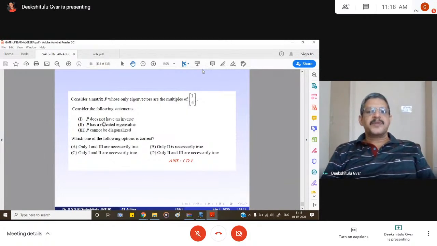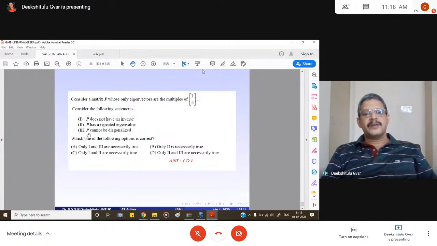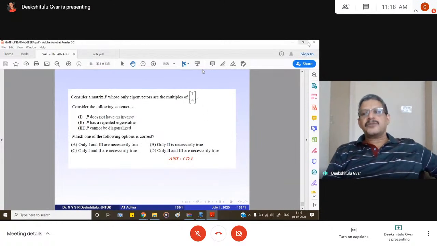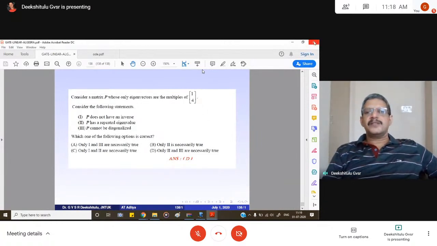Okay. So that means repeated eigenvalues. So P has repeated eigenvalue. P cannot be diagonalized. Which of the following is true? 2 and 3 are necessarily true. We cannot talk about the inverse, whether it exists or not. We can say whenever repeated eigenvectors are there, we get scalar multiples of 1 by 4. We have repeated eigenvalues and P cannot be diagonalized. So these are the previous questions we have from this linear algebra part.